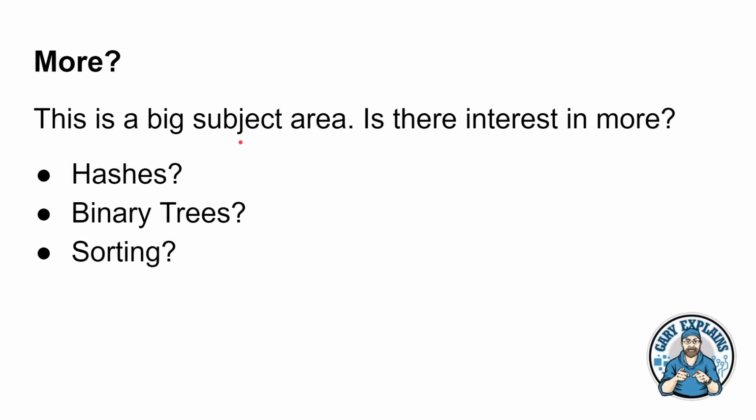Okay, so this is obviously a big area: ordered data, unordered data, how you find things in data. Binary searching is one of them. There are other topics, for example, hashes, binary trees, and then we also touched on sorting a little bit there.